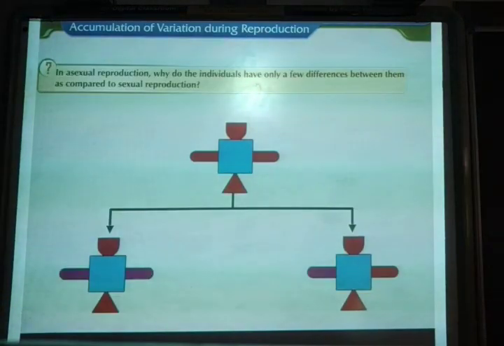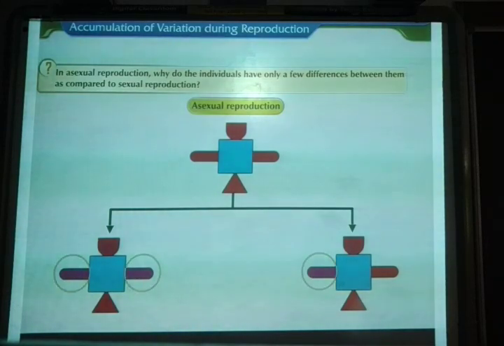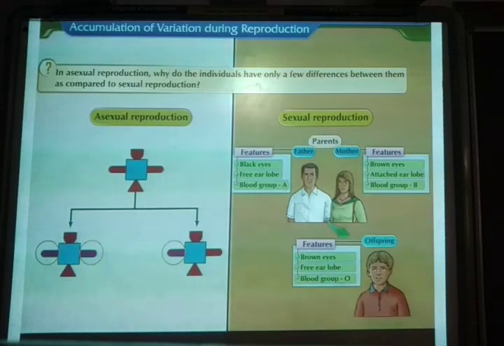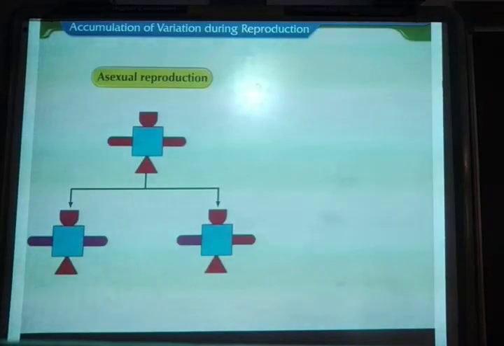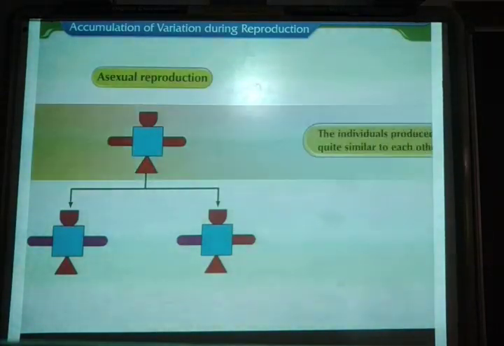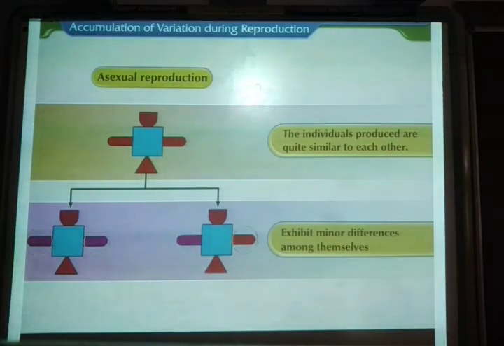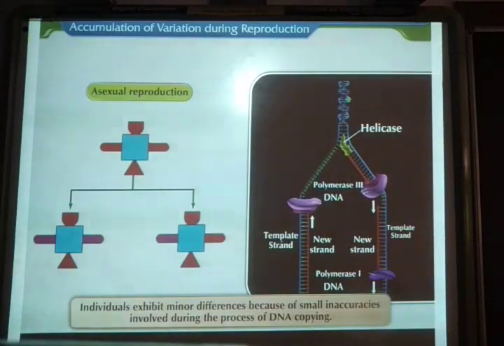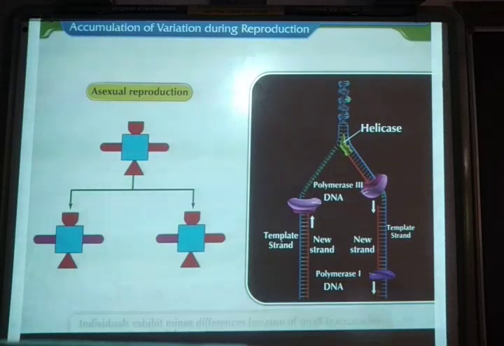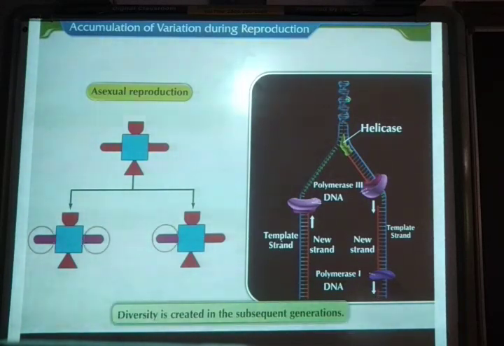Do you know why in asexual reproduction the individuals have only a few differences between them as compared to sexual reproduction? Well, in asexual reproduction, the individuals produced are quite similar to each other and exhibit minor differences among themselves. This is because of small inaccuracies involved during the process of DNA copying. In this way, diversity is created in the subsequent generations.